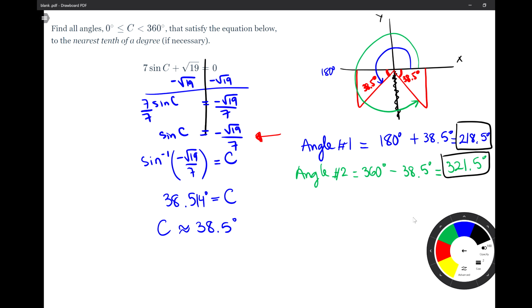Okay, so hopefully this video helped you understand how to solve a trig function using your prior knowledge of the unit circle.